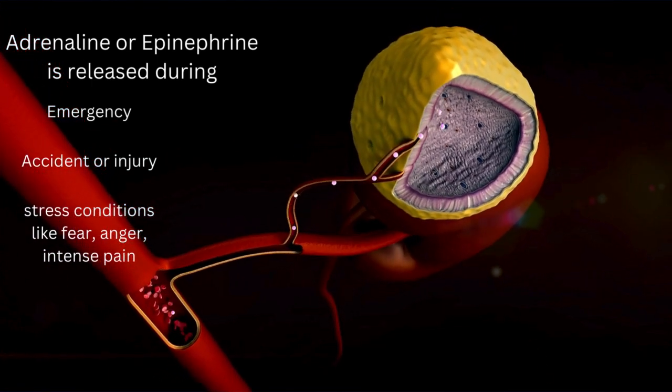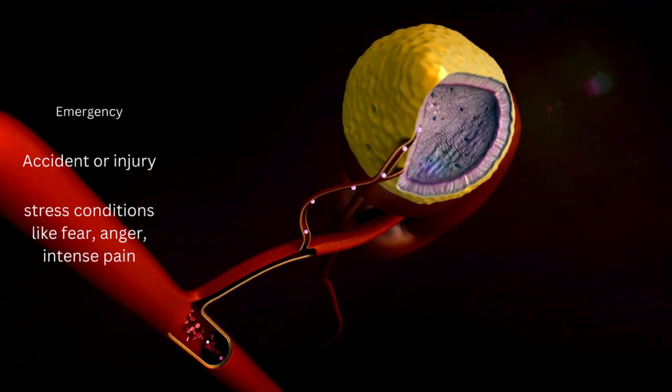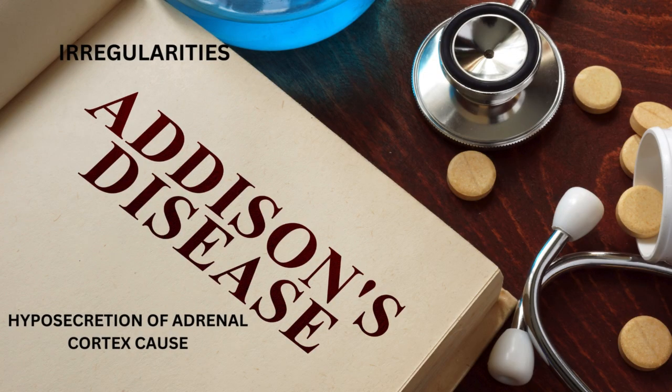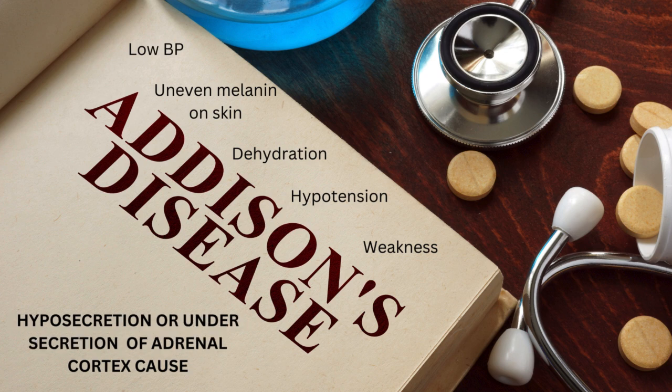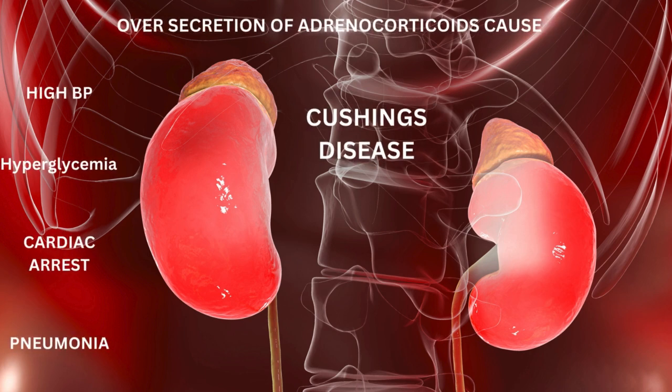And you all know that these hormones don't stay for a long time. They are generally excreted out through the urine, right? So what are the irregularities of this? Hyposecretion, that is low secretion of adrenal corticoids, causes low BP, uneven melanin on the skin, dehydration, hypotension and weakness. This all comes under Addison's disease. These are all due to hyposecretion of the adrenal gland.